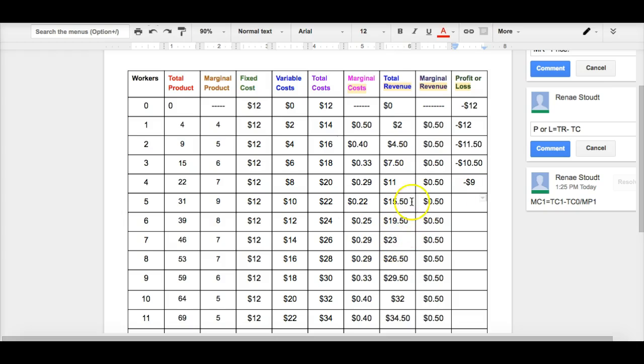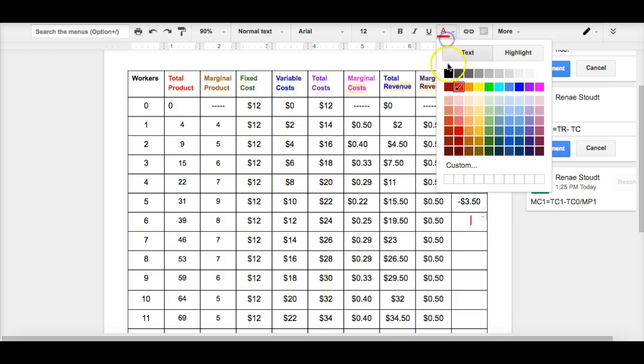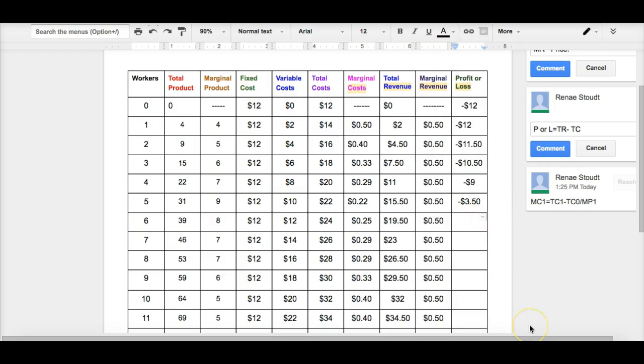At 5 workers, I'm subtracting $15.50 minus $22 to get a loss of $3.50. Oops, that's red for some reason. This one's going to be red too. I'll make that black. Okay, at 6 workers, we're going to take $19.50 minus $24 to get a loss of $4.50.